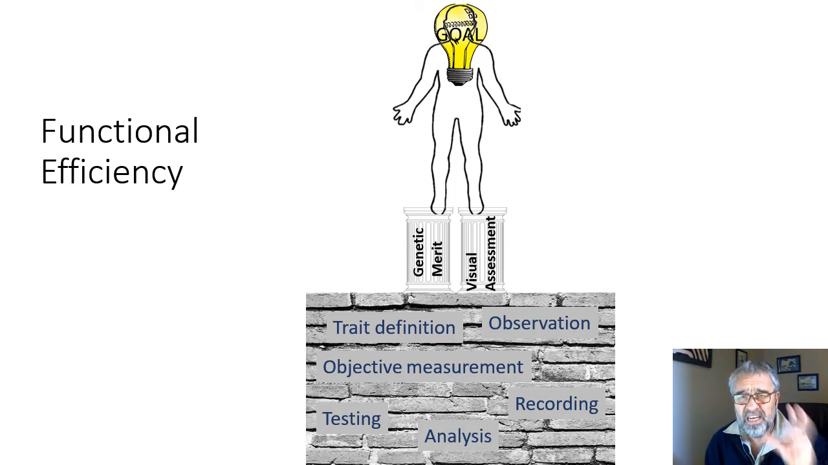The one, in terms of functionality, would be the genetic merit, and here we're talking about the combination of traits or properties that makes part of your trait definition or your objective breeding objectives. You have to have the goals, and then the other leg would be on the visual assessment of the animal, and that's all about functional efficiency. These two pillars are equally important in the selection of beef cattle.